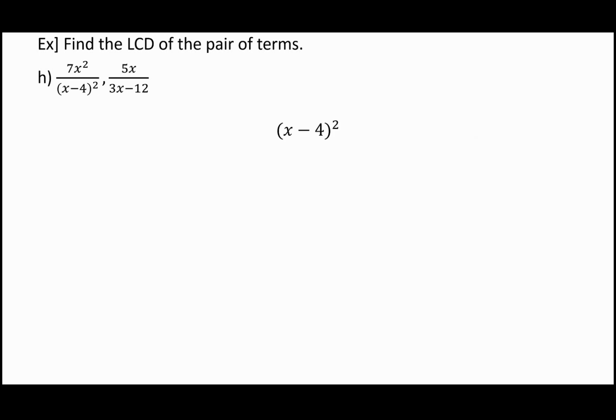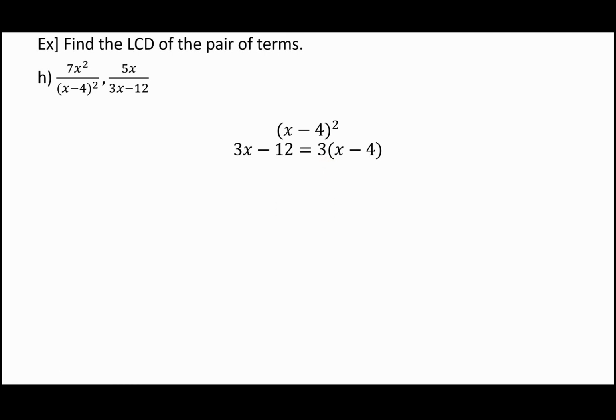So this first denominator is already factored as much as it can be factored. And then the 3x minus 12 denominator, that one can be factored by pulling out a factor of 3. So the distinct factors that we see among these two denominators are some factors of the binomial x minus 4. There's 2 of them here, 1 of them there. And then we also have a distinct factor of 3. So you have to consider all of those.